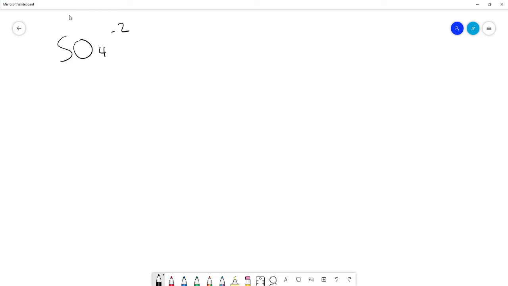First thing you do with any molecular formula is you want to figure out the valence electrons in these elements. So it's going to be 6 in sulfur and 6 in oxygen times 4 here. That's going to be 24, so 6 plus 24 is equal to 30, and this negative 2 means that there's 2 electrons added, so it's going to be 2 added to 30, which is going to be 32.